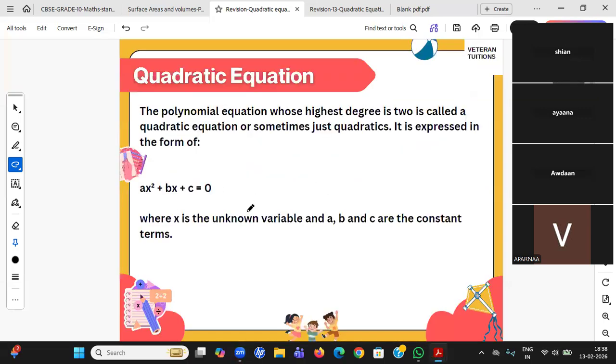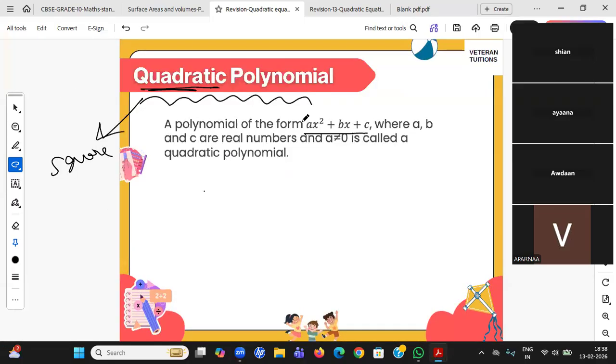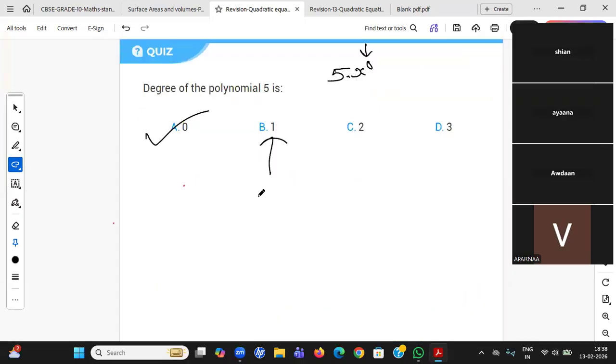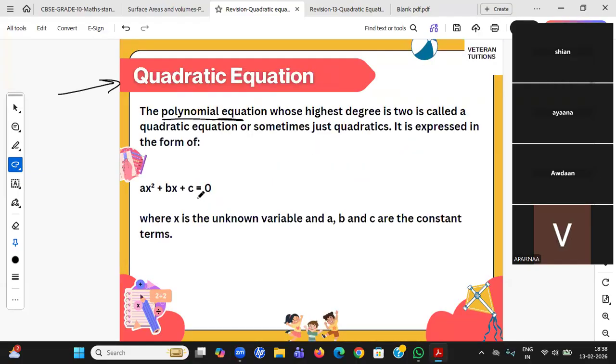Okay, with that we just enter the quadratic equation. Till now we were on the quadratic polynomial. So what is the difference? In a quadratic polynomial, there is no equal to symbol. It's just a polynomial. But in a quadratic equation, we make it equal to something, equal to 0. So power is 2, quadratic equal to 0, equation. Okay, quadratic equation, students.